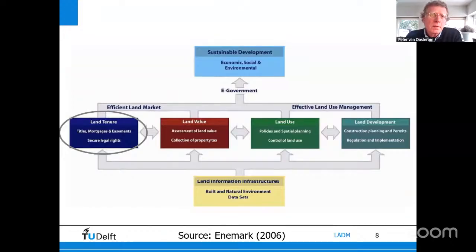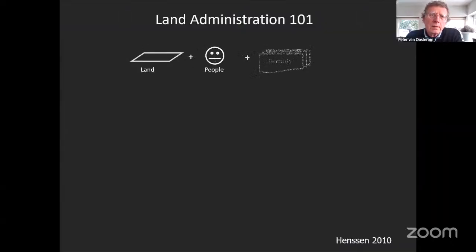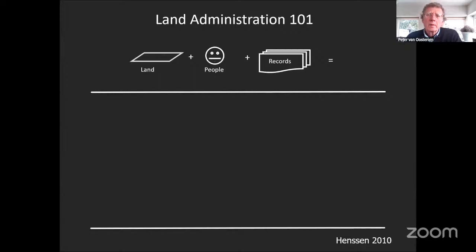So, focus on land tenure. And what is land tenure? It's basically linking the land to the people. Who owns what? Who is the owner of what? Or is it shared ownership? Or is one the owner and the other having a long lease? So it's trying to give security to the owners. And because of the security, you also can get a mortgage.